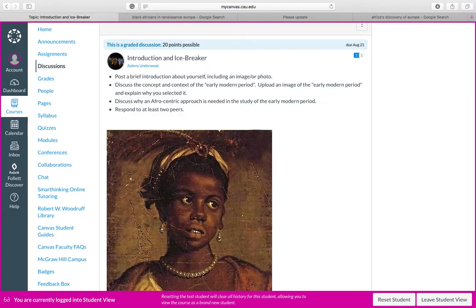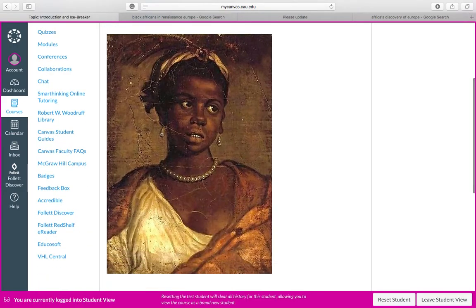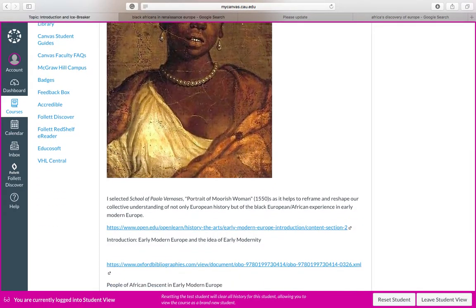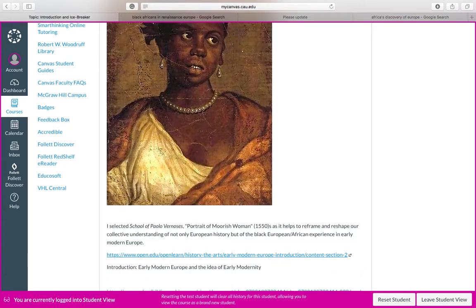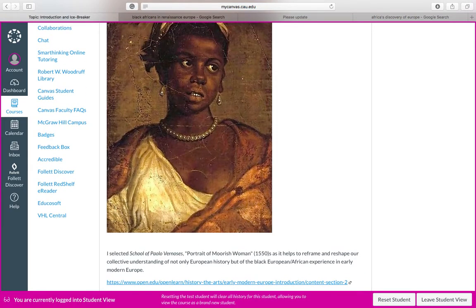And because my background is also in art history, we are going to look at a number of paintings and visual text in our class. So I'm asking you to find an image from the early modern period, and I selected this one, which is the portrait of a Moorish woman. And this is done in Portugal by a school of Palo Vernosus.